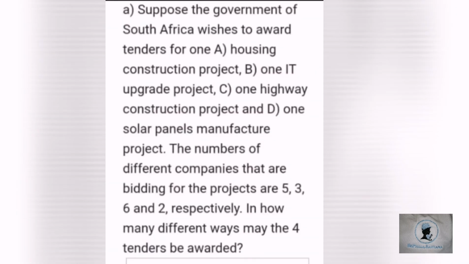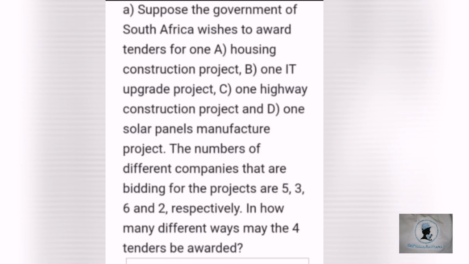The other one says, suppose the government of South Africa wishes to award tenders for: A, 1 housing construction project; B, 1 IT upgrade project; C, 1 highway construction project; and D, 1 solar panels manufacture project. The number of different companies that are bidding for the projects are 5, 3, 6, and 2 respectively. In how many different ways may the 4 tenders be awarded?